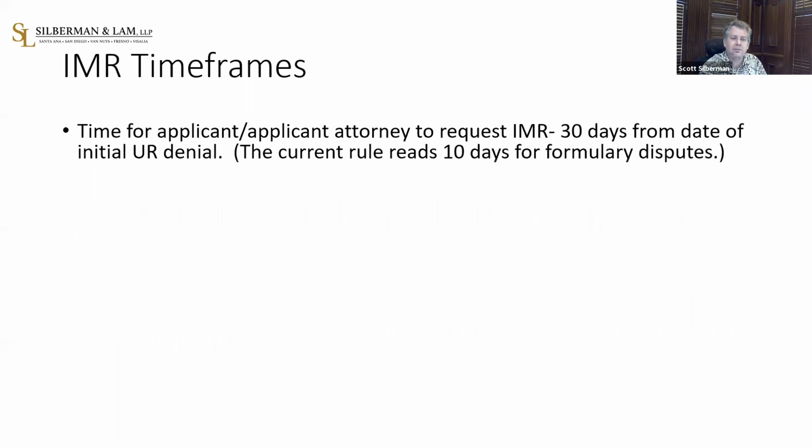All right, so what are the IMR timeframes? The time frame for the applicant or the applicant attorney to request IMR is 30 days from the date of the initial utilization review denial. Now, the current rule reads that if the dispute is only in regards to a formulary dispute, it's 10 days. Now, what's a formulary dispute? Well, in the last couple of years, the Workers' Comp Appeals Board now has a formulary for medications. So if it's a dispute solely over whether a medication is on the formulary or not on the formulary, then that would be 10 days.